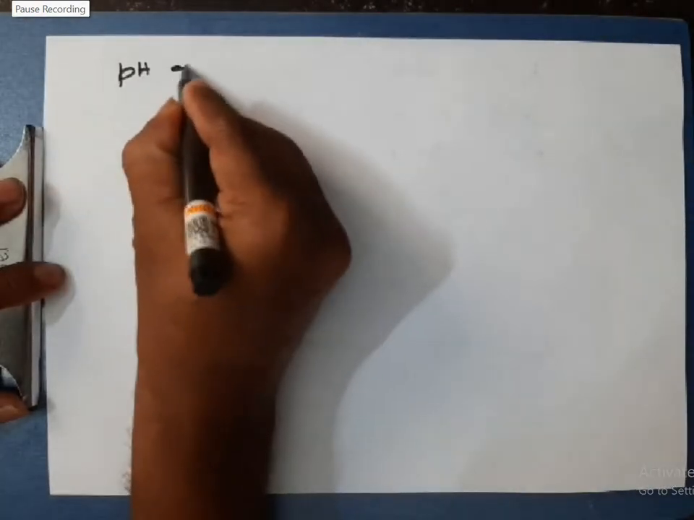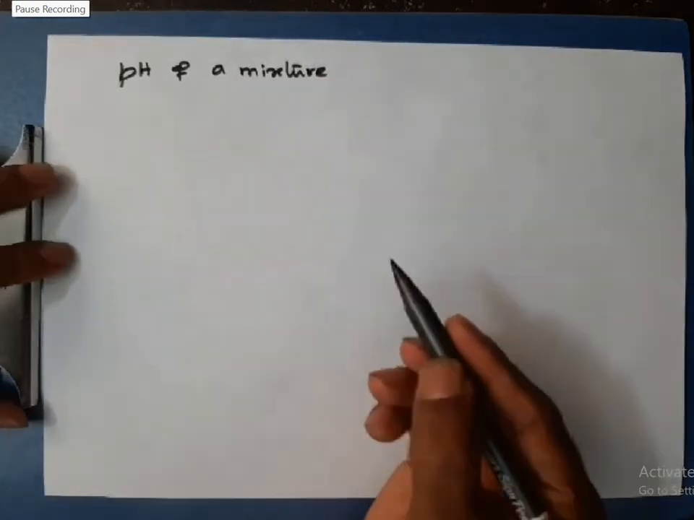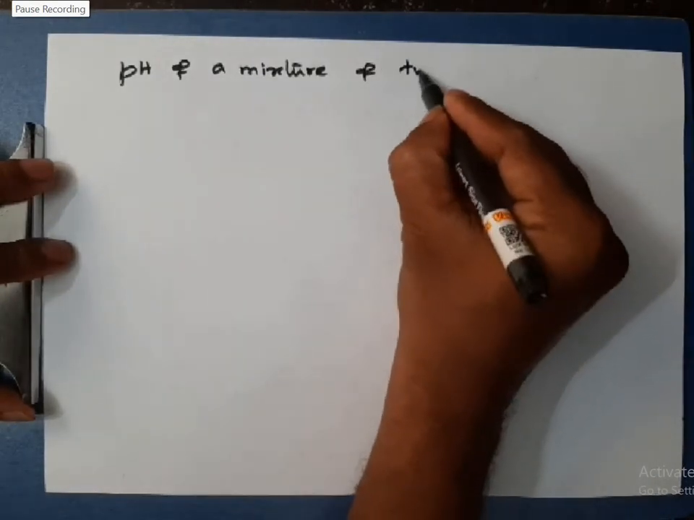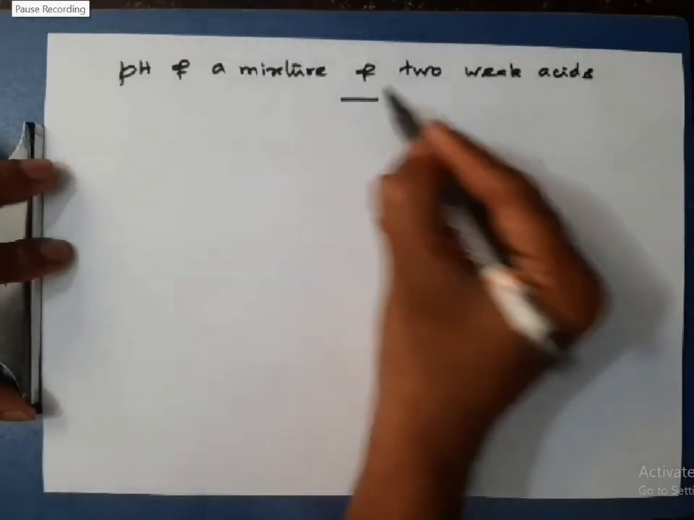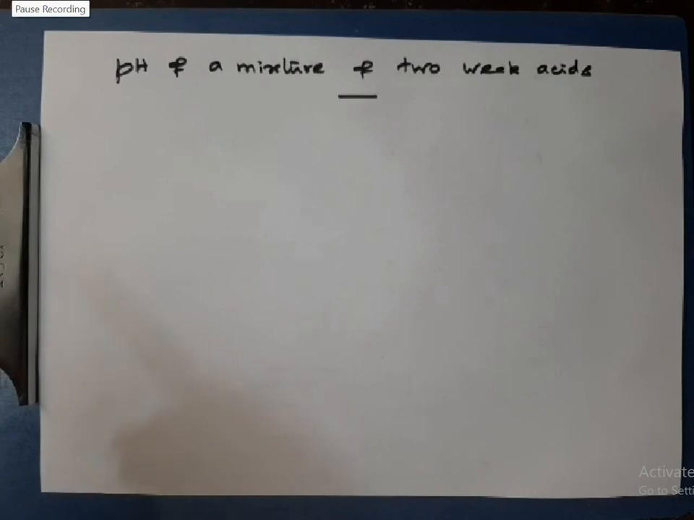Hello. In this lecture, I'm going to discuss how to calculate the pH of a mixture of two weak acids, particularly monobasic weak acids. Here the two weak acids are monobasic acids. How to proceed?